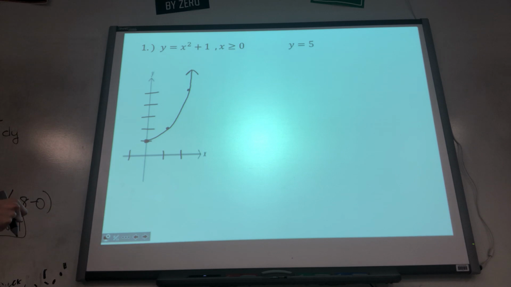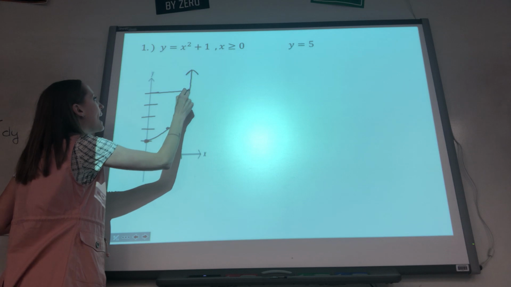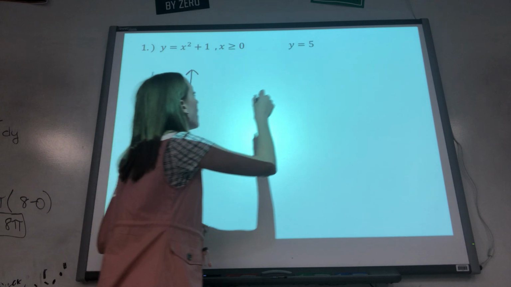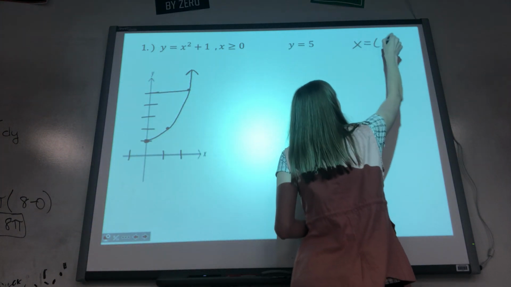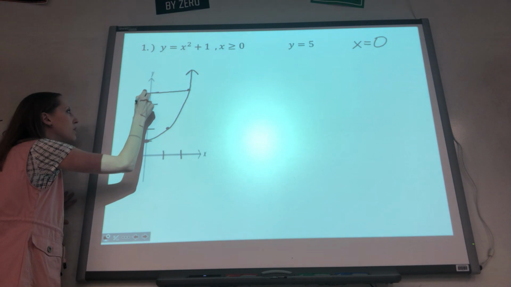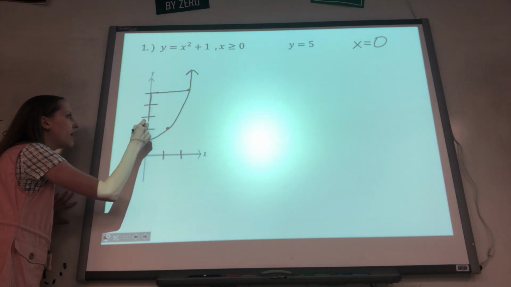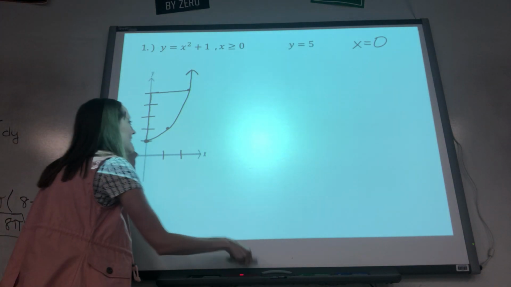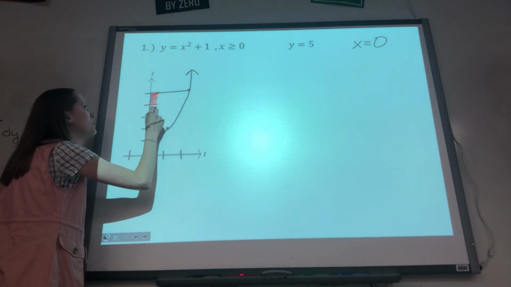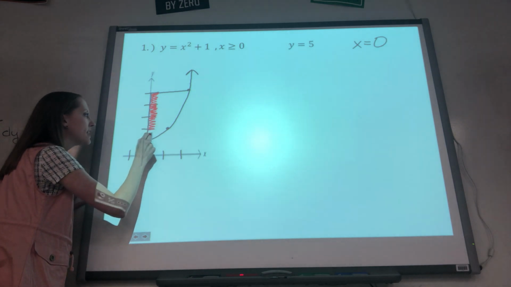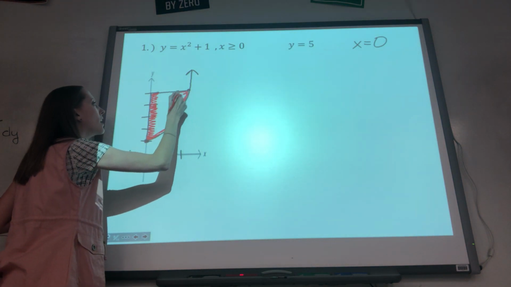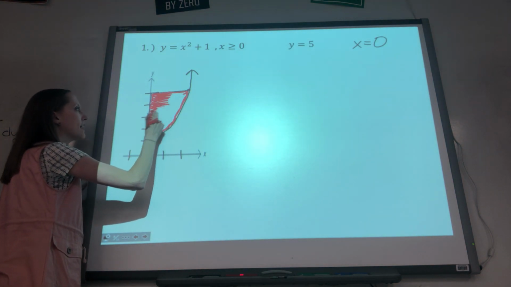Then we've also got y equals 5. Now I should probably add a function to our list up here. Our bounded region needs to be cut off right there too, so let's just add one to our list: x equals 0. That would cut it off right there at the y-axis. You don't have to shade if you don't want to, but I'm going to go ahead and do this so you can see exactly what our area looks like.